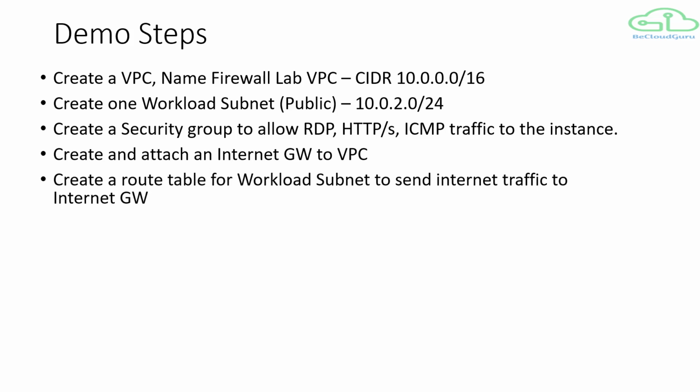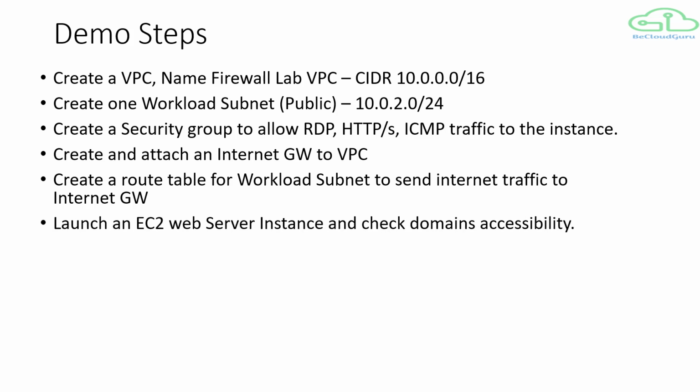Then we'll create a route table so that the internet traffic can be sent to the internet gateway. The EC2 web server will launch, and we'll install IIS and check a few sites whether they are accessible or not. This is what we're going to do.